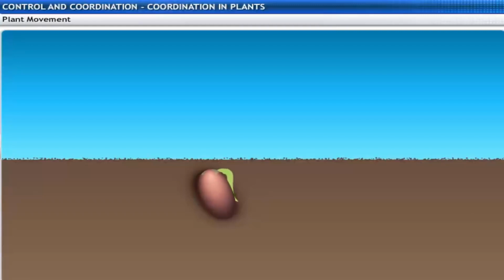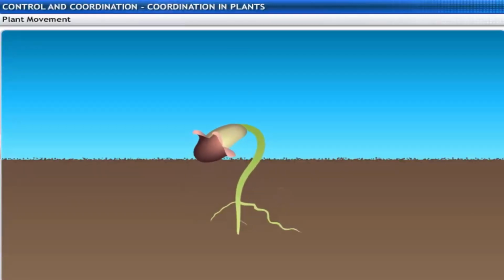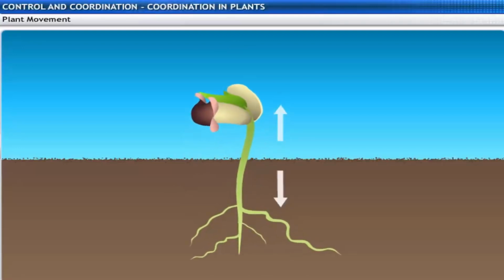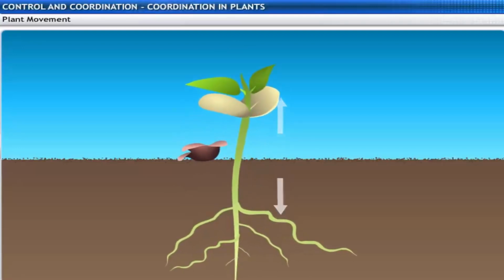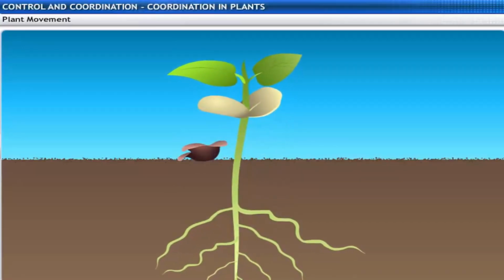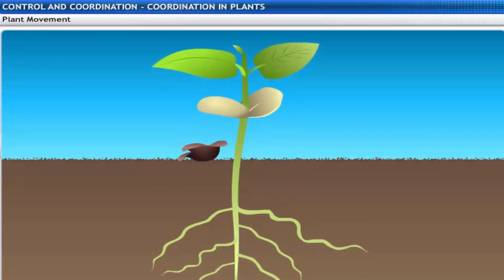However, when a seed germinates, the root grows downwards while the stem grows upwards into the air. This movement of a plant is an example of growth.